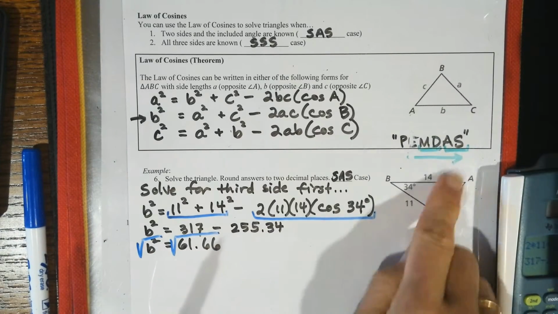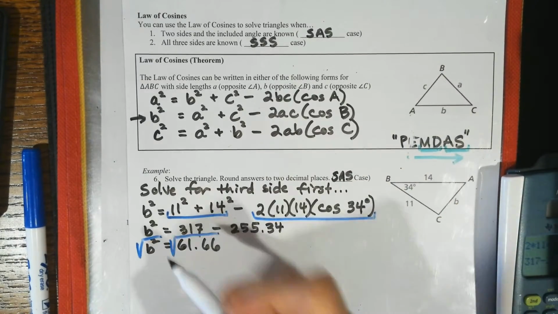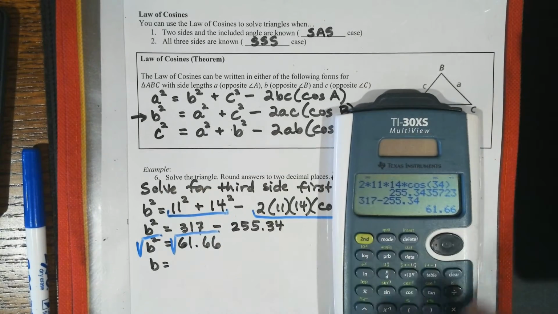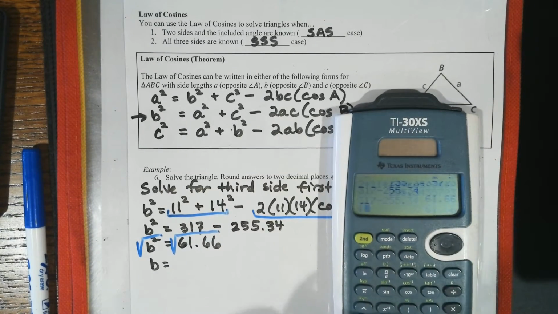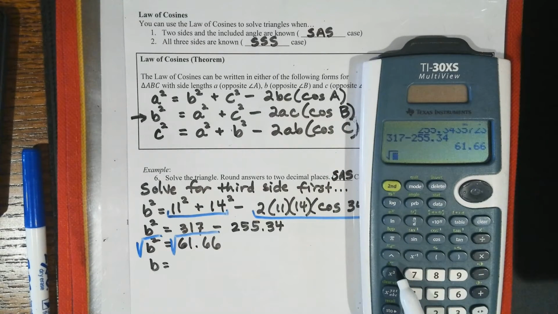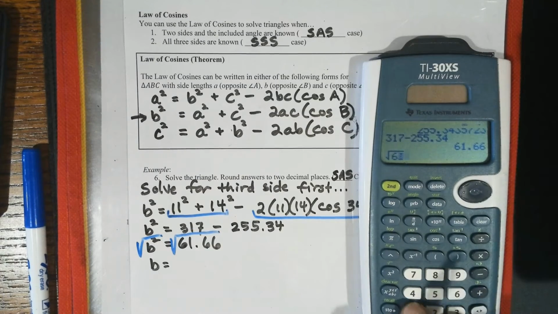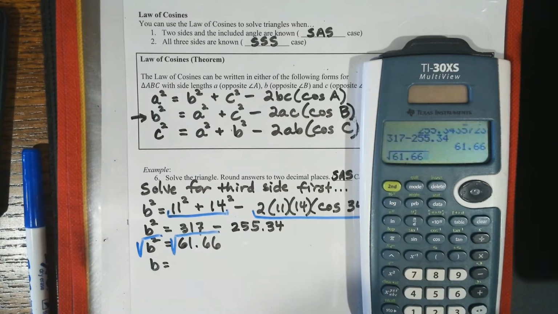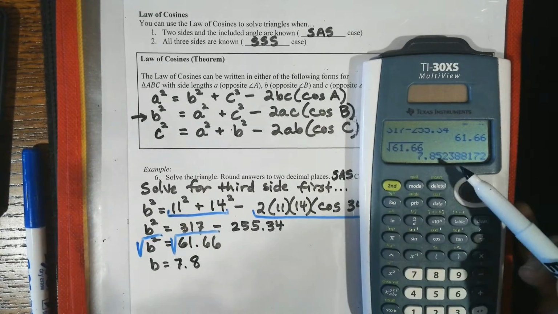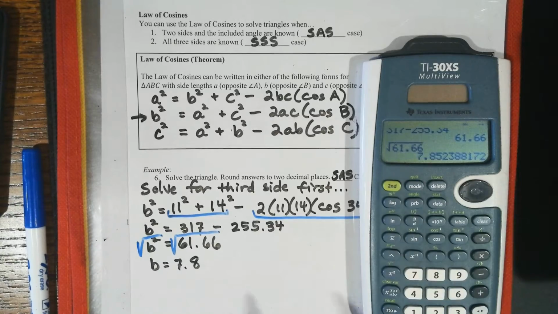And that number looks too big for my triangle anyway, so I know I have to still square root. So I'm going to do the square root. Remember, it's right above your square button. So if your square button is here, it's above the square root unless it's a separate key. But mine's like that, so 61.66, and then I just press enter, so I get 7.8. Let's see, that's closer to 7.85.